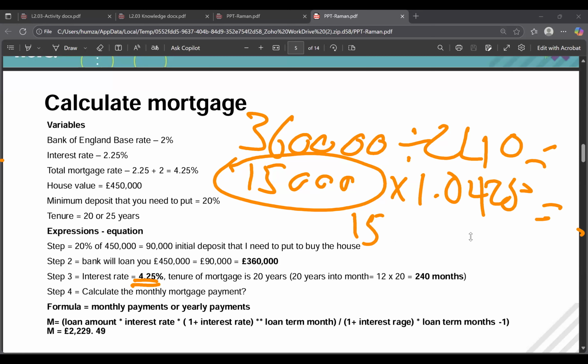So the answer is that. Is that cool? £15,637.50. That would be the answer. Is that a bit clearer? Yes, please.